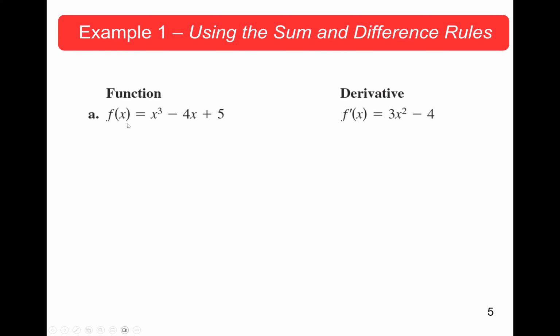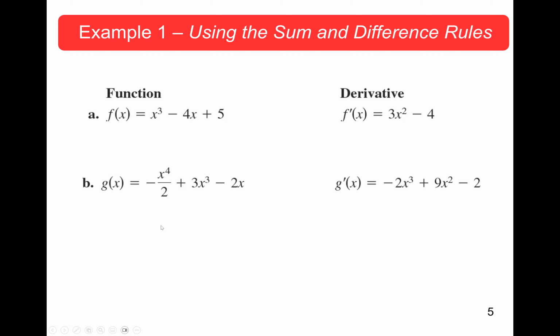A function is given which is f at x equal to x cubed minus 4x plus 5. Now, to find the derivative of this function, first we find the derivative of x cubed, for which we use the power rule. So that will give us 3x squared. Then we find the derivative of 4x, which will give us 4. Then we find the derivative of 5. Again, we know the derivative of a constant is always 0. So our answer will be 3x squared minus 4. Again, for x cubed, we use the power rule, so that will give us 3x, with the exponent being 3 minus 1.